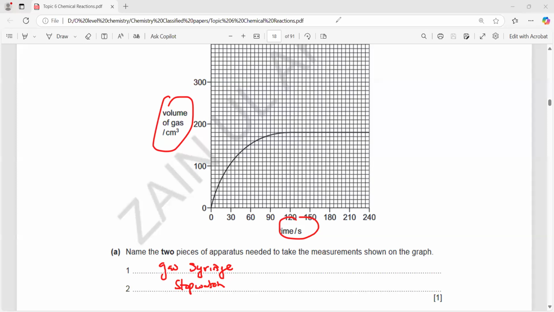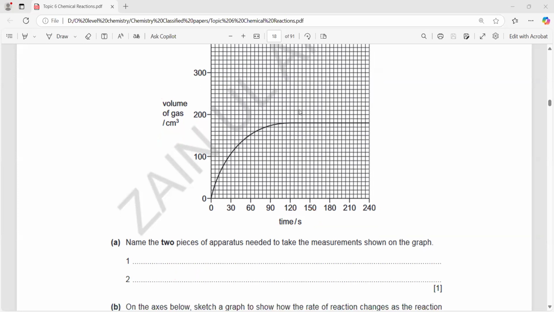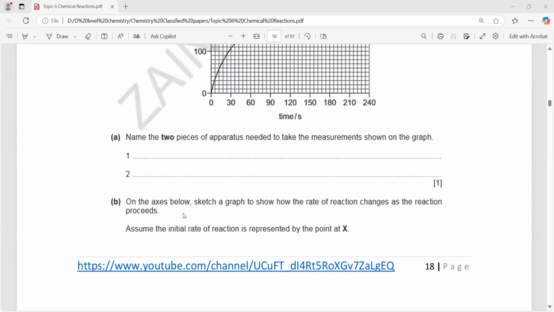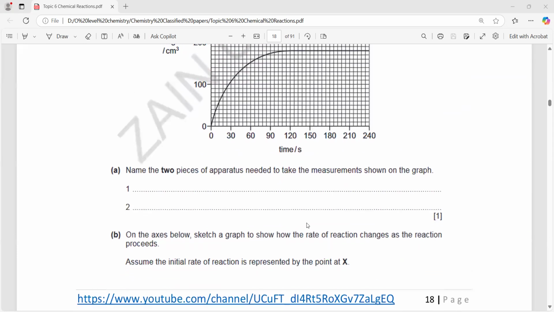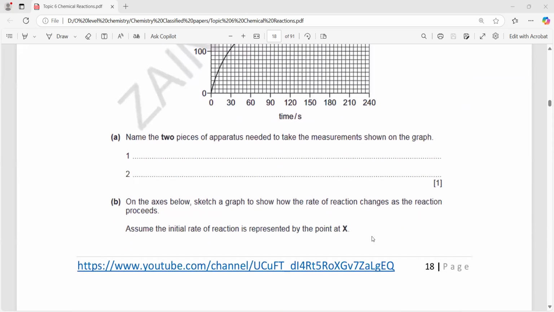Because you're measuring a volume of a gas in a time, so stopwatch and the gas syringe. On axis, sketch a graph how the rate of a reaction changes as the reaction proceeds. Assume initial rate of a reaction is represented by point X.